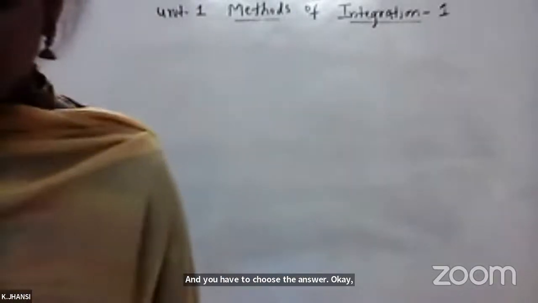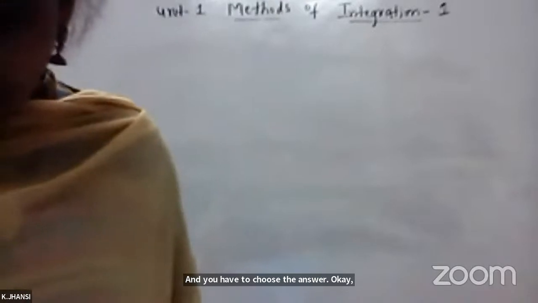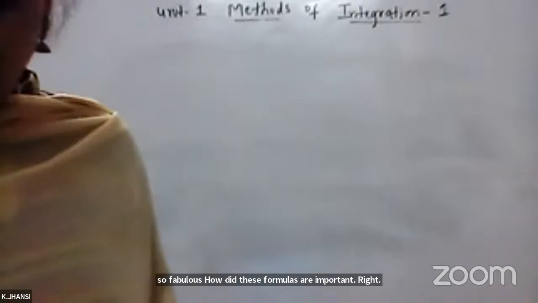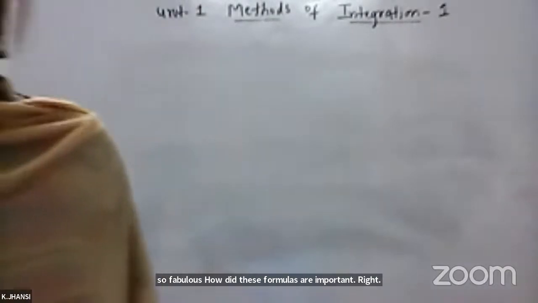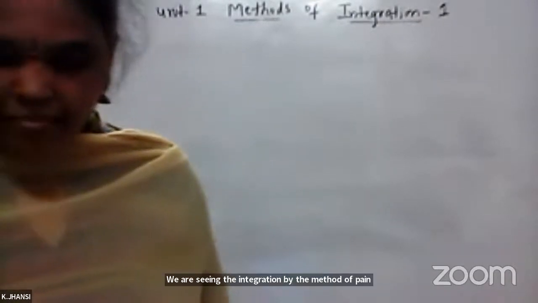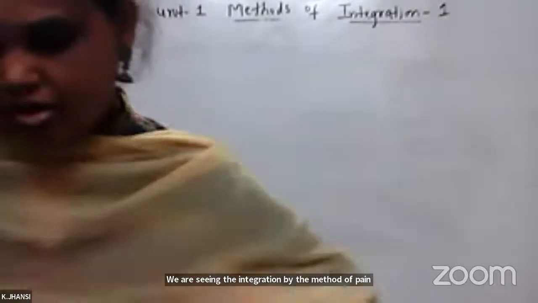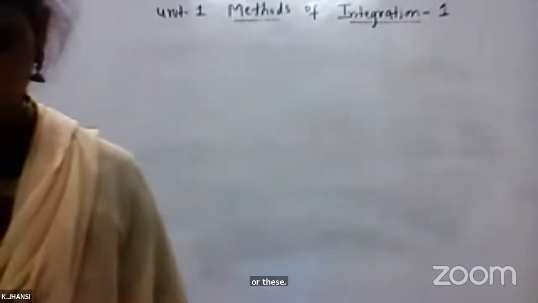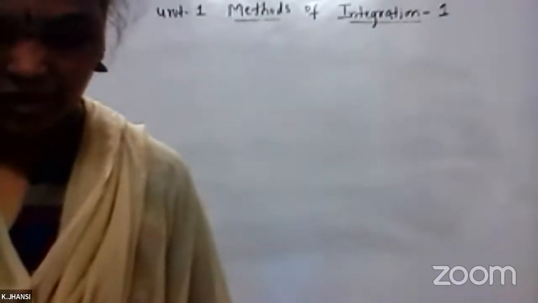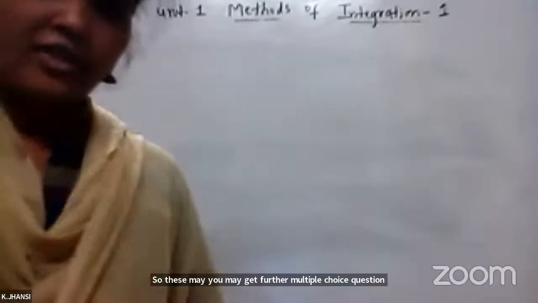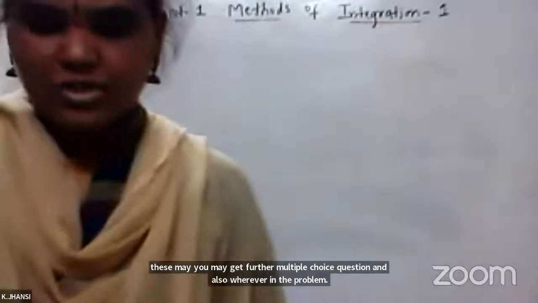So after that, formulas are there. These formulas are important. Try to write all these formulas in your notebook. So we are seeing the integration by the method of page number 9. These all you may get even for the objective type of questions also. Page number 9, 1, 2, 3, 4, 5, 6, 7. Okay. So these you may get for the multiple choice question, and also wherever in the problem these are useful, you can identify them.